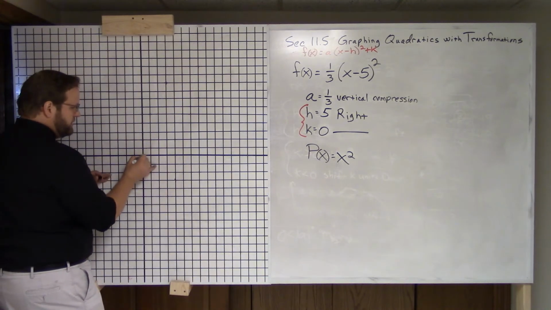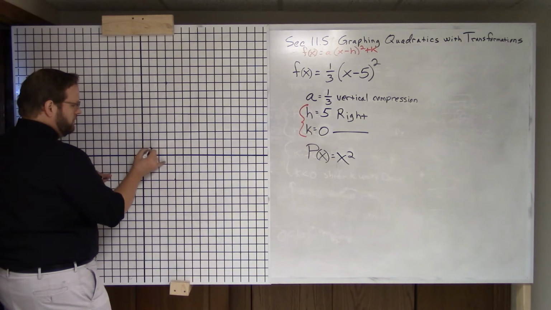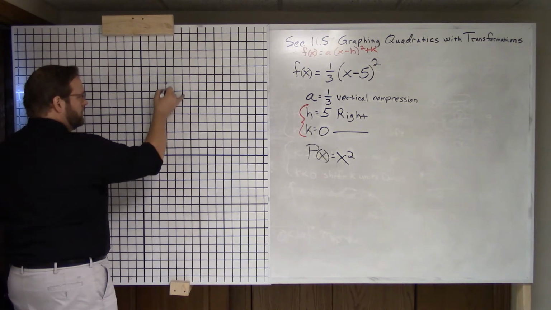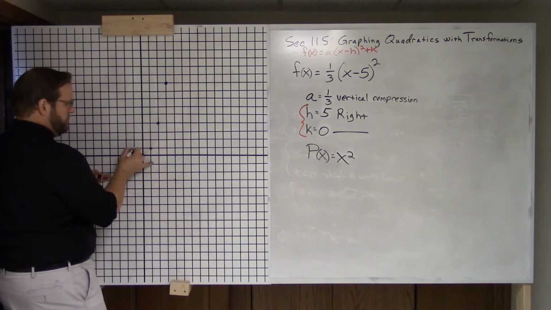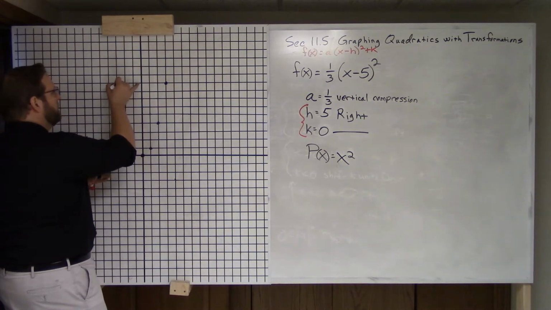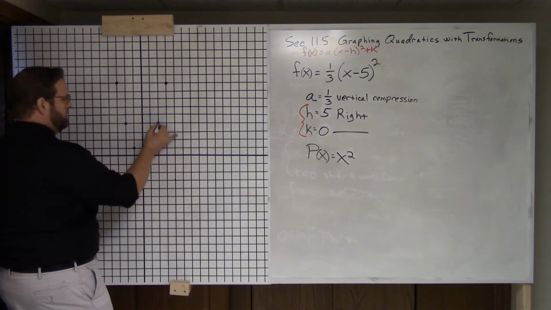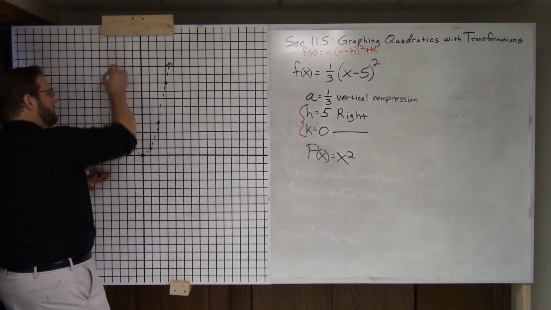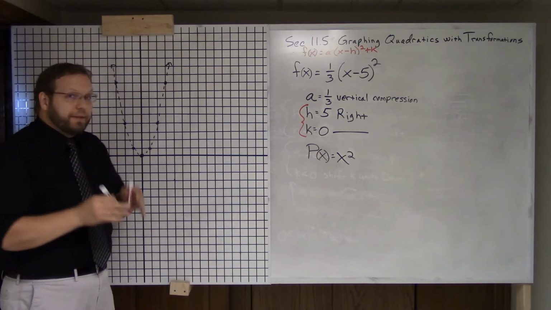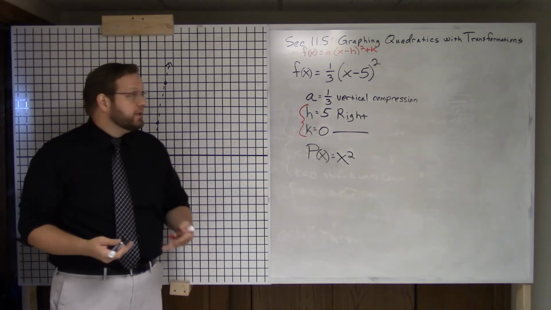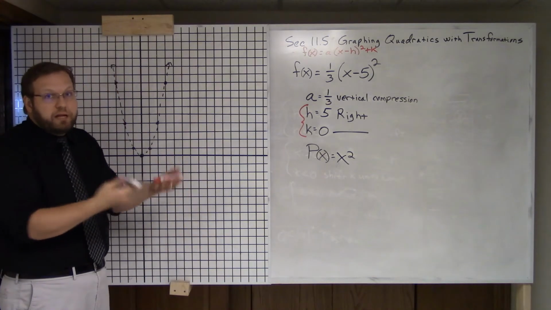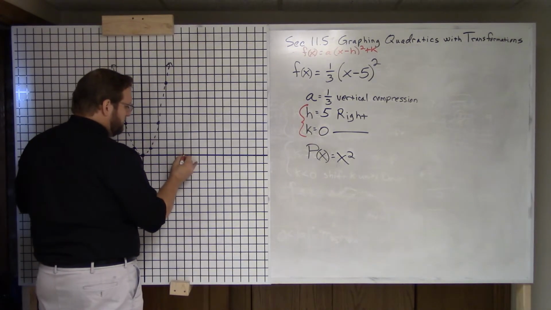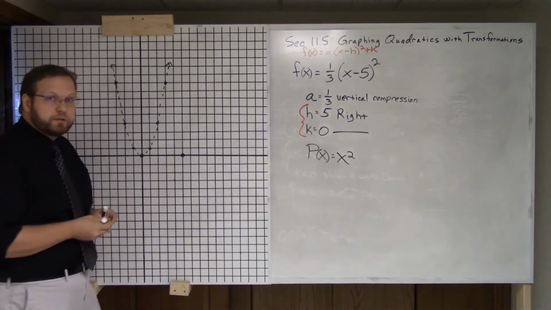Parent function starts 0, 0, 1, 1, 2, 4, and then 3, 9. And then I go the other way as well. Dashed curve. So again, you know that that is just there for reference. And then I still start with my h and my k. My new vertex is 5, 0, or 5 right, and then we stop. So I take my old vertex and I go 2, 4, 5. And there's my new vertex.